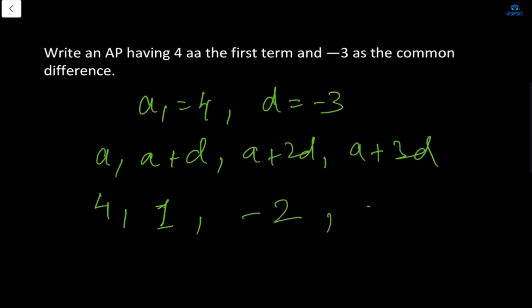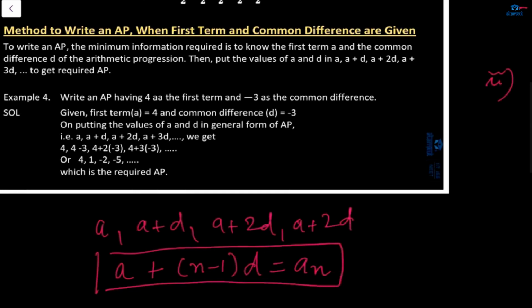Ma'am, the second one will be minus 1, I think. No, it will be 1. 4 minus 3 will be there. So the second term will be 1. Ma'am, the third will be minus 5. I'm going to show the formula again. 2 3s are 6, 4 minus 6. The common difference is minus 3, so minus 3 into 2 is minus 6. Got it? I'm going to show the formula. Yes, ma'am.